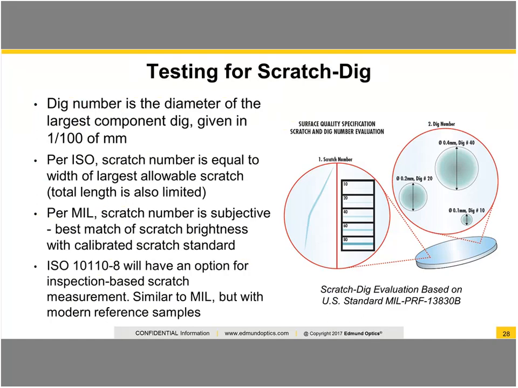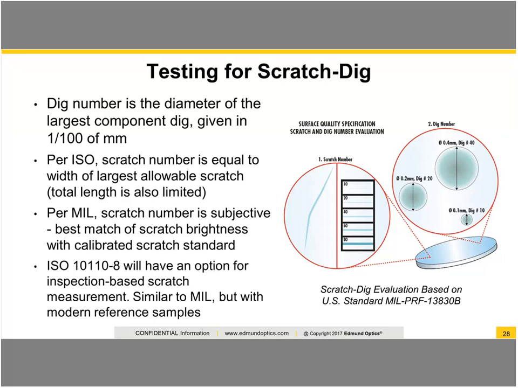How do we test for these? The dig diameter is the diameter of the largest dig, or alternately that might be an inclusion under the surface. It's given in 1/100th of a millimeter, so that's the dig number. The scratch number is, in ISO terms, related to the width of the largest allowable scratch. There's also limits within that spec on how long those scratches can be. That gets to be a pretty complicated discussion, so probably not to dive too much into those details, but again, that's a geometrical specification.